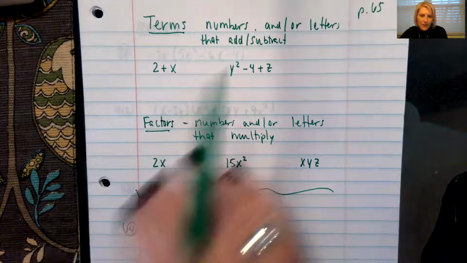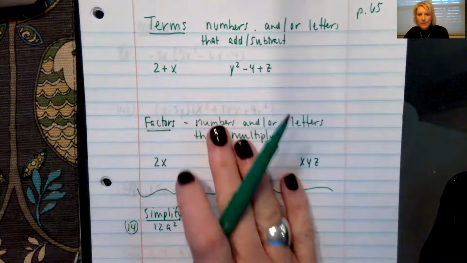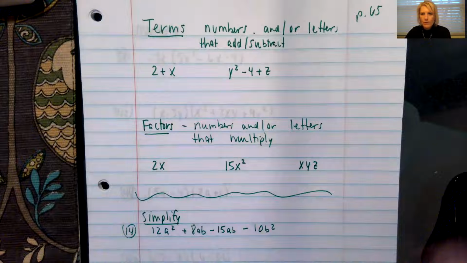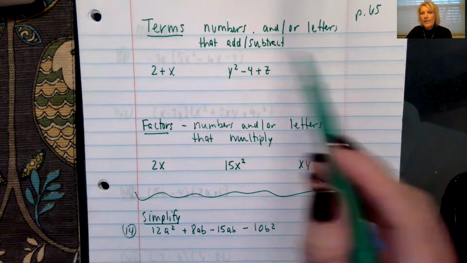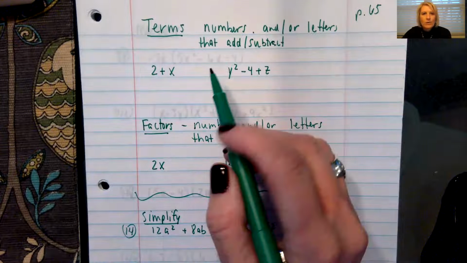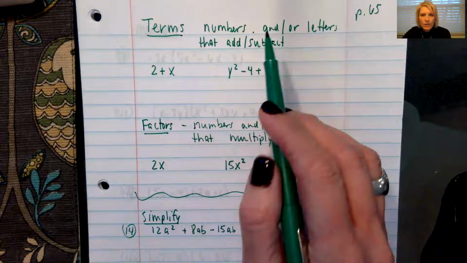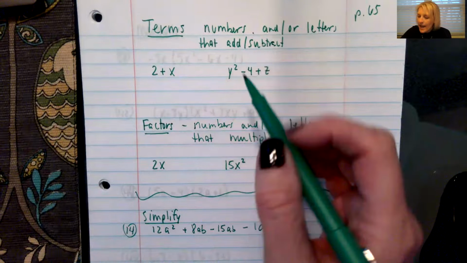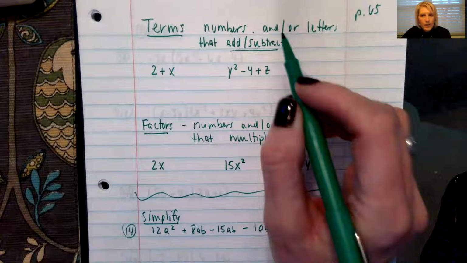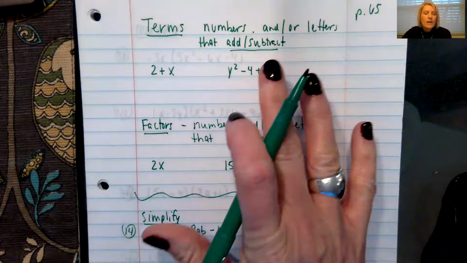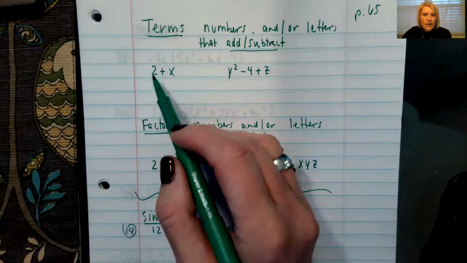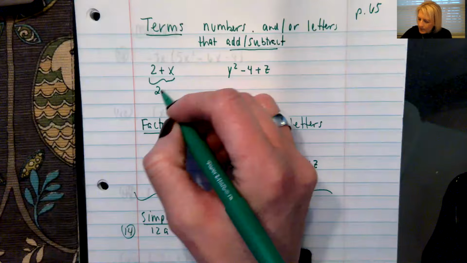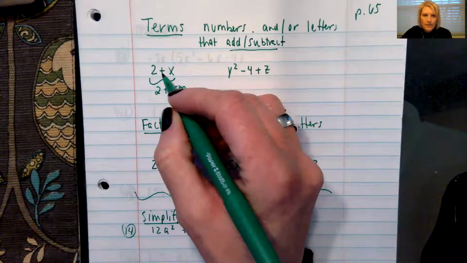So we have to have some definitions, and you probably heard these before, but I think you should write them on a note card to help yourself keep going back and remembering what they are, and even writing these out for yourselves. So terms are numbers and or letters that add or subtract. That's the key, is they add and subtract. If they multiply and divide, they're not terms. So 2 and x, there are two terms here, because 2 is a term and x is a term, and that's because they're adding.